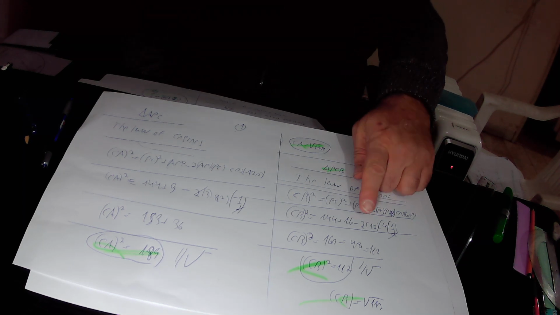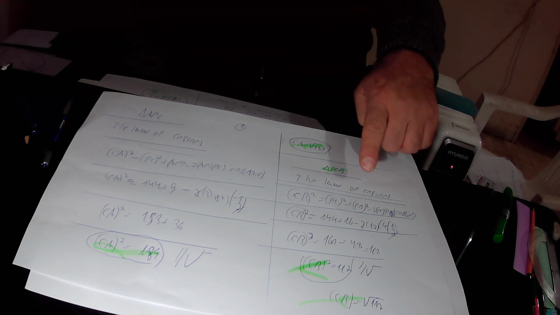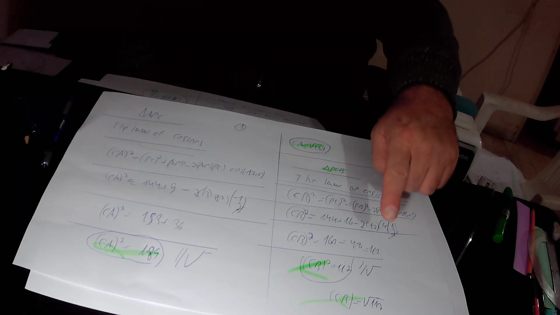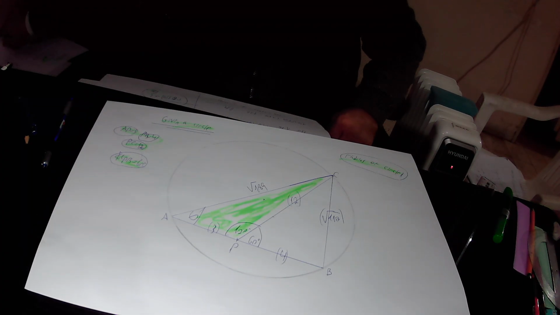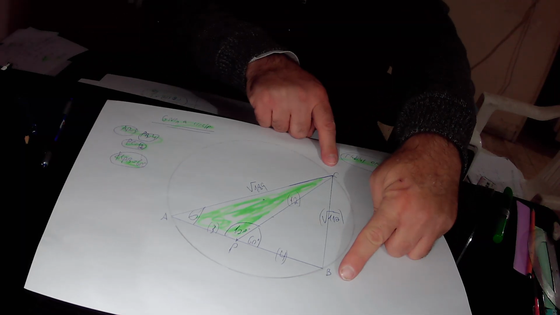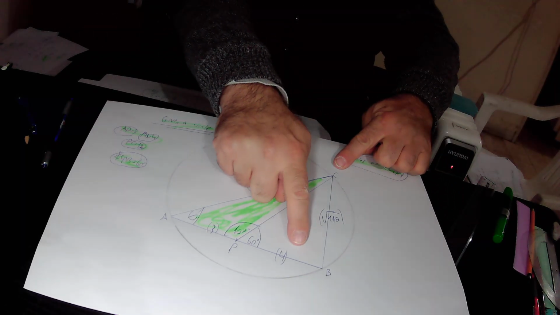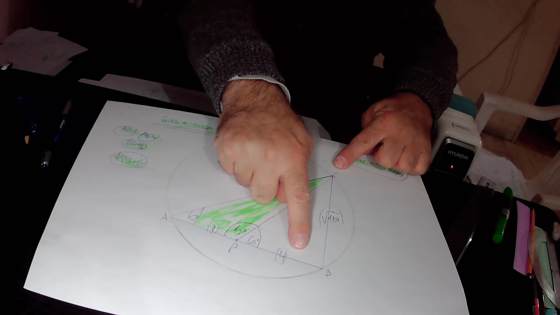Here we took out all those equations, but we found out that CB equals the square root of 112 units in its length. This is side CB. This equals the square root of 112 units in its length.